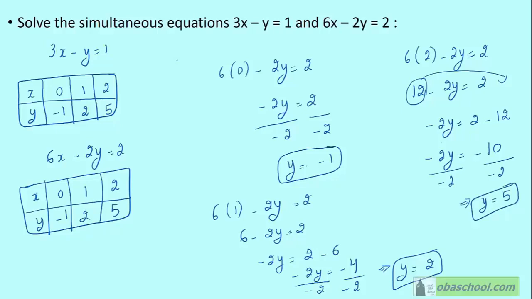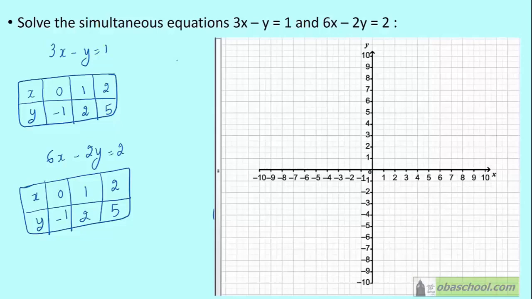After we have extracted the coordinates for both straight lines, let's go ahead and plot them. For the first one, point of abscissa 0 and point of ordinate minus 1. Second point, point of abscissa 1, point of ordinate 2. Third point, point of abscissa 2, point of ordinate 5. This is the straight line for the first equation.